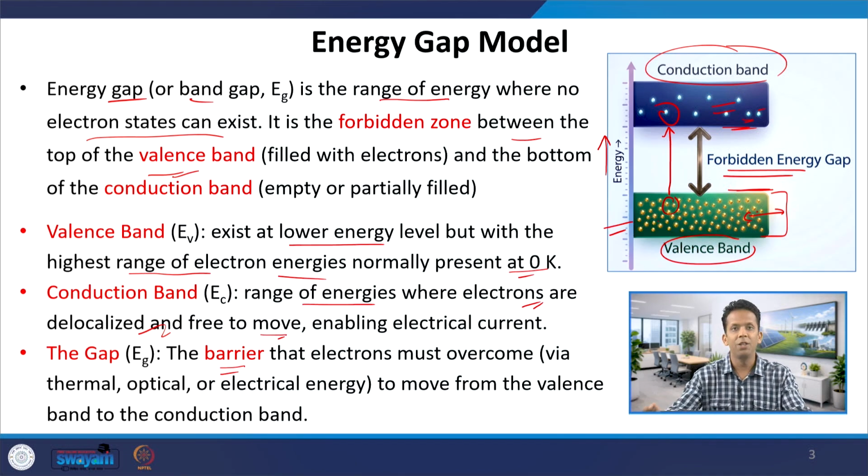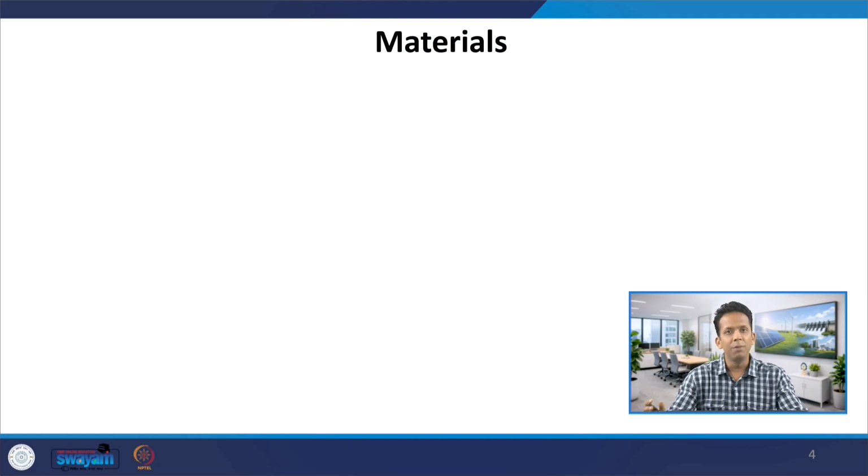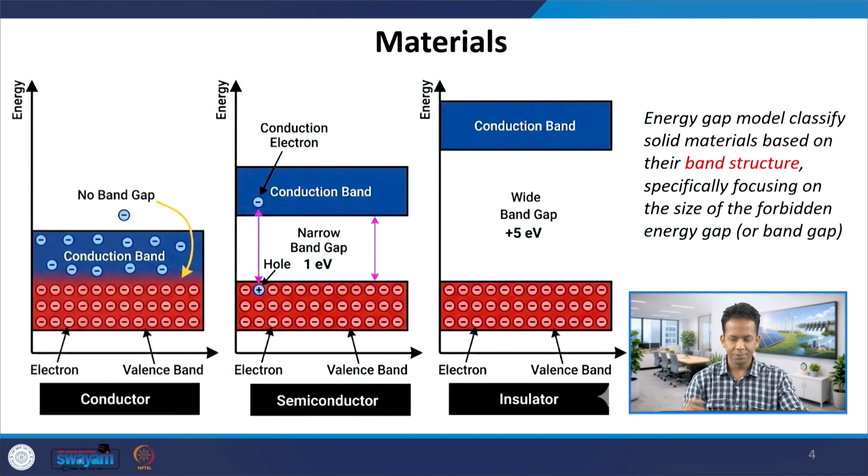So that's the energy gap model, and using this energy gap model, we can classify the materials into three different types, based on the structure of the band. When I say structure, it mainly focuses on the size or the width of the energy gap or the band gap. So the three types of materials are conductor, semiconductor and insulators.